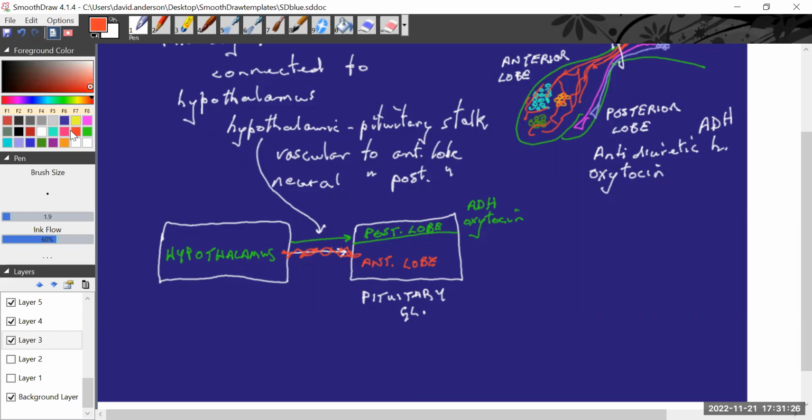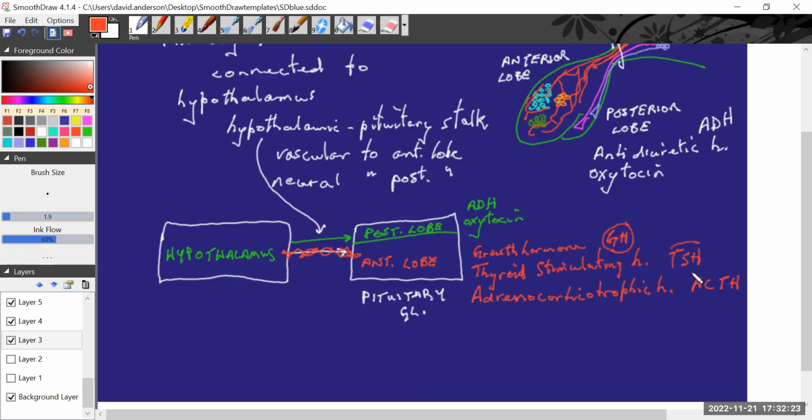The hormones that we want to talk about that are going to be produced and released from the anterior lobe are growth hormone, thyroid stimulating hormone, this is a mouthful, this one, adrenocorticotrophic hormone. It's abbreviated as ACTH. This one is abbreviated as TSH. This one is abbreviated as GH. So we've got GH, TSH.